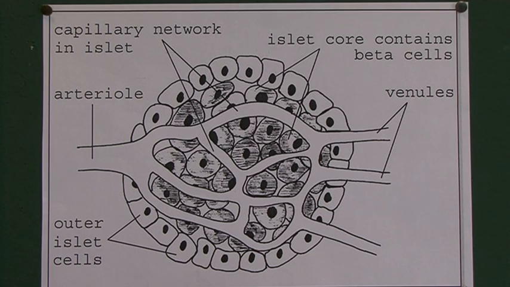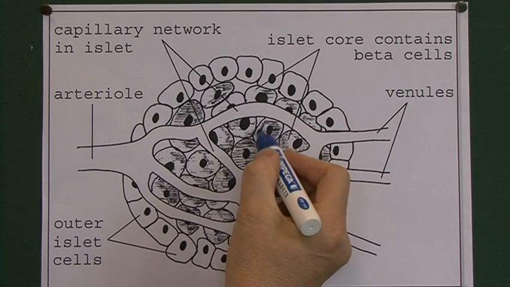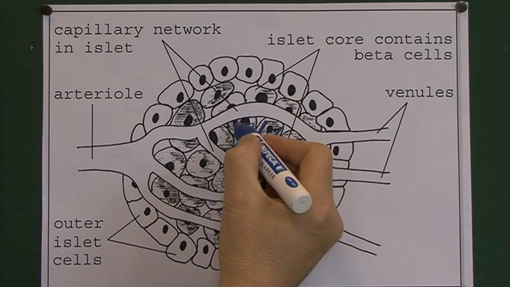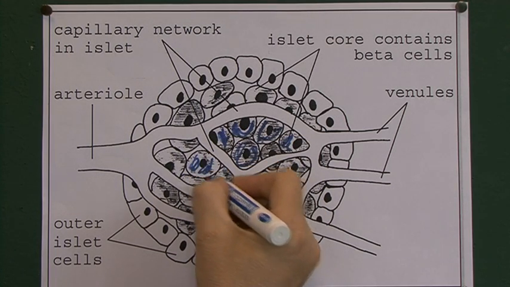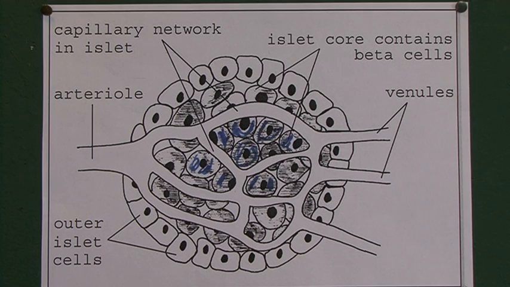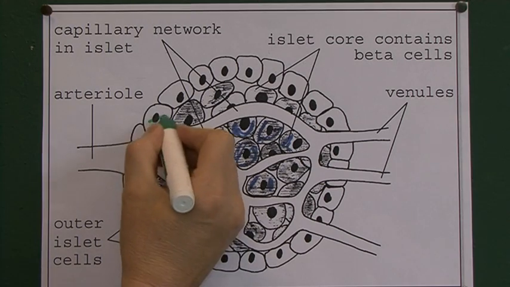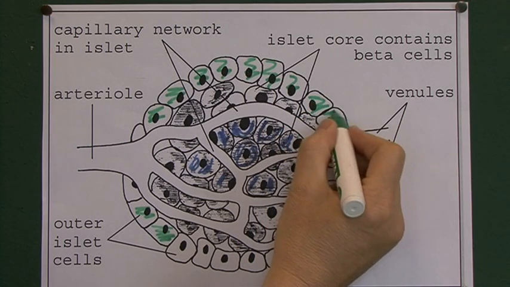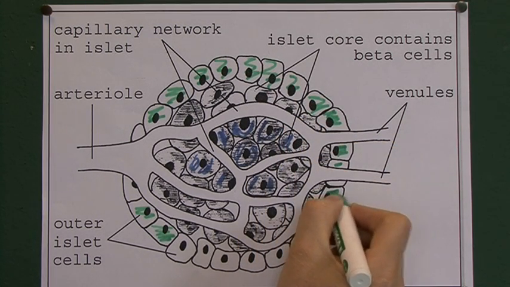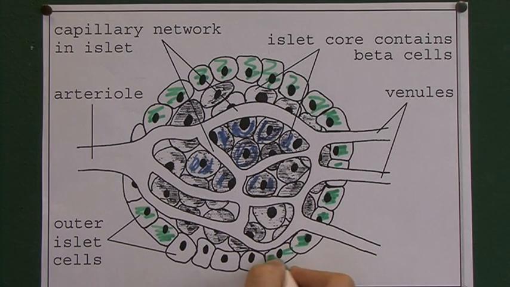Now this diagram is showing a single pancreatic islet, and we can see that there's the islet core containing beta cells, so these will all be beta cells in here. When the level of blood sugar rises, these beta cells will detect that and produce insulin. And round about here we can see the outer islet cells, the alpha cells. When the blood sugar level is low, it will be detected by these alpha cells, and they will respond by producing glucagon.